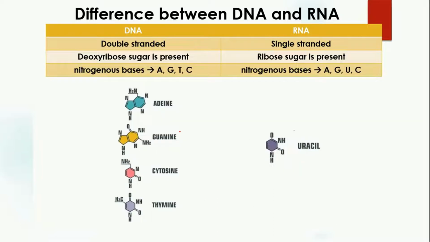If we talk about the nitrogenous bases, the nitrogenous bases present in DNA are adenine, guanine, thymine and cytosine, while in case of RNA, adenine, guanine and cytosine are the same as in DNA, but the uracil base is different in RNA, which is thymine in case of DNA. So in RNA the uracil base is present instead of thymine base.